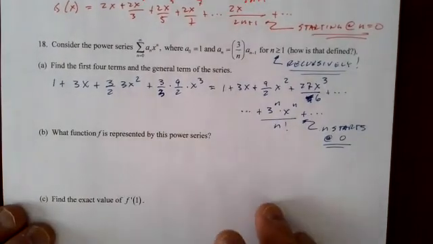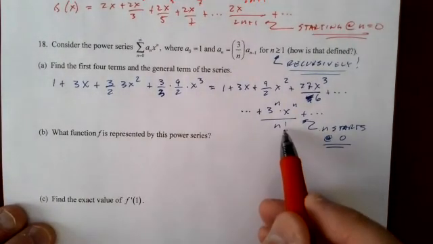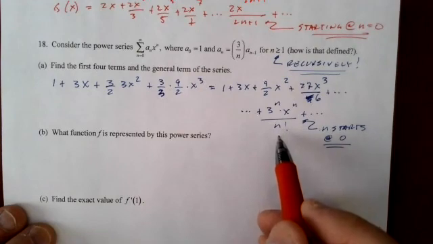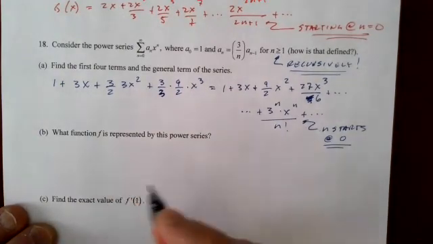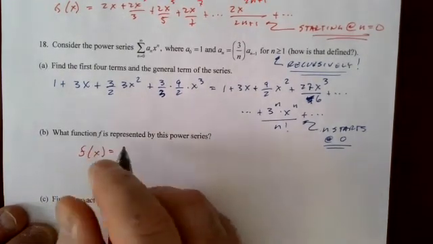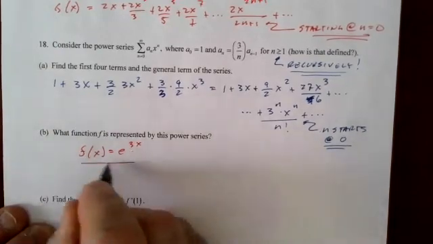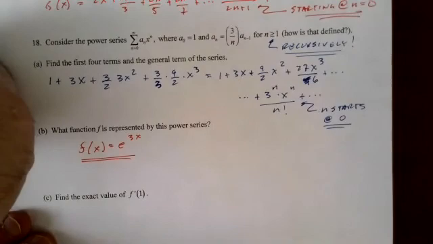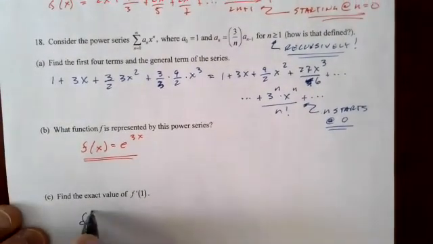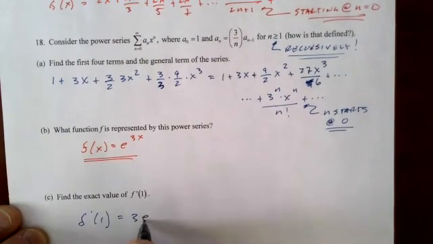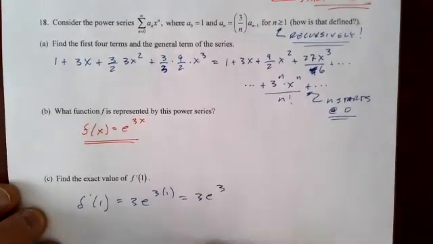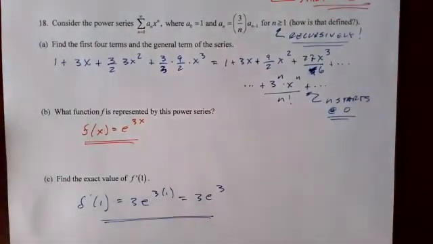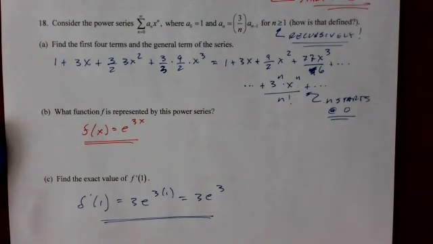What function is represented by this power series? Well, we got an n factorial on the bottom. We're looking at e to the x, sine of x, cosine of x. Well, this is e right here. So if 3 keeps getting powered up, then it's e to the 3x. Now the exact value of f prime of 1: since I know this, it's 3e to the 3 times 1, 3e to the third. Wow, that was physically difficult. Yeah, but you've got to put the time in if you want to get good at this stuff. Good luck.